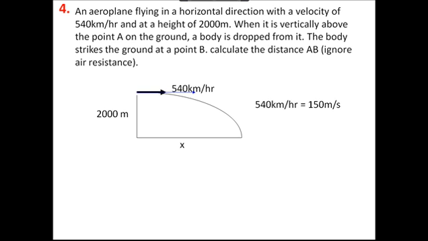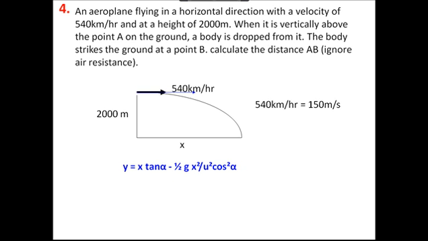You see, now you can say starting point is A and ending point is B. Now 540 km per hour we are converting into meter per second. It's required because g, what we are going to use is 9.81 meter per second square. So everything has to be in Newton and meter.